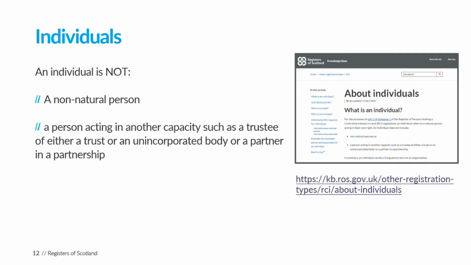If that contract or arrangement is one which relates to a trust, partnership, unincorporated body, or overseas entities, then they fall into one of the other categories, which I'll go on to speak about. In summary, an individual can be a living person, but not an organisation, and nor are they considered an individual if they have an official role, such as a trustee.